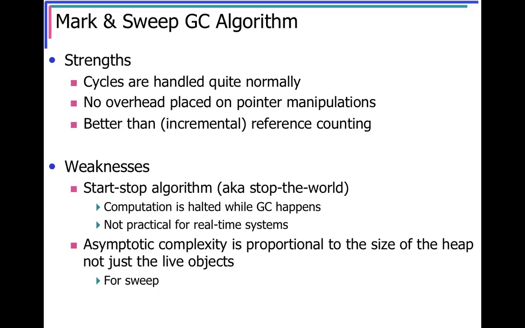The weaknesses of mark sweep are that it is a stop the world collector in its most basic form. That is, computation is halted, and so you may have these large interruptions in your program as garbage collection is being performed. The other downside of mark sweep garbage collection is that the asymptotic complexity of the algorithm is proportional to the size of the heap, not just the live objects. This is because the mark phase has asymptotic complexity proportional to live objects because we're just tracing the live objects. However, the sweep has to walk the entire heap area that has been allocated, and so the cost of your garbage collection is going to depend on where your program is and how much space it's allocated.